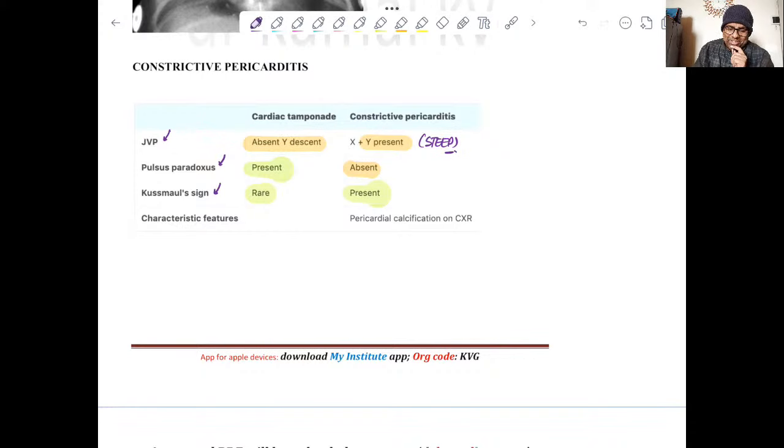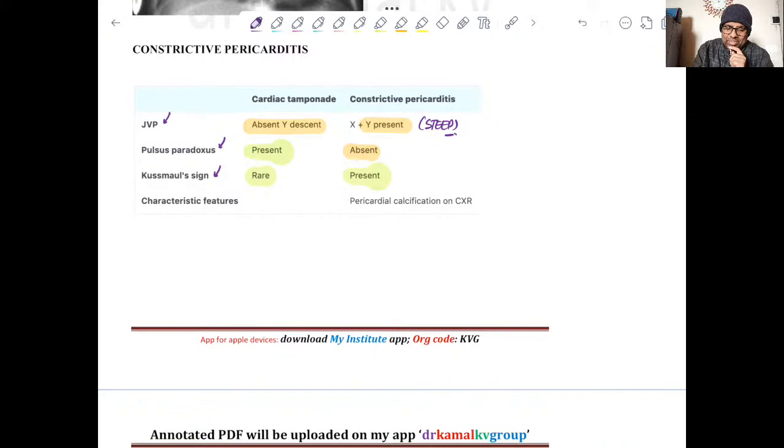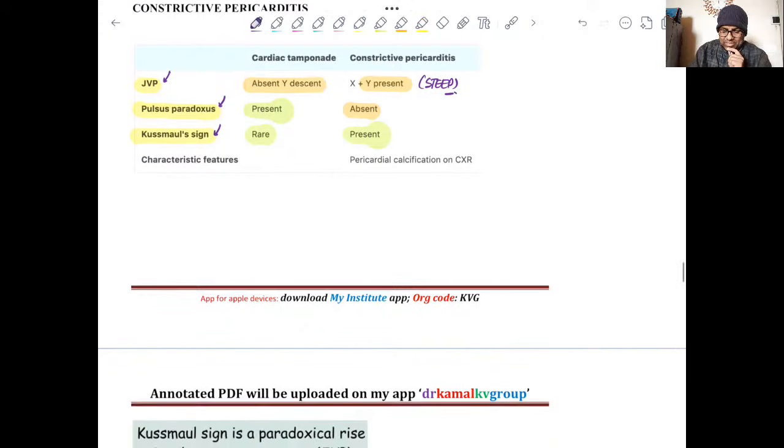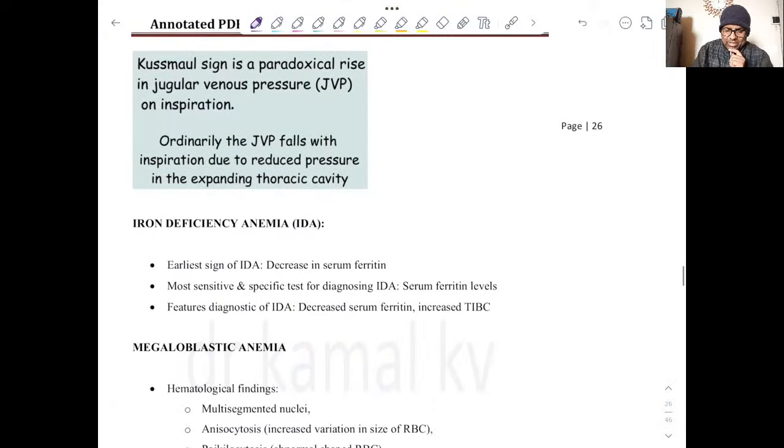Don't worry. So there are only 3 points which you need to remember for distinguishing cardiac tamponade from constrictive pericarditis. One is JVP, second is pulsus paradoxus, and third is Kussmaul's sign. Clear? So it's up to you how you memorize this table. Kussmaul sign we have already discussed.